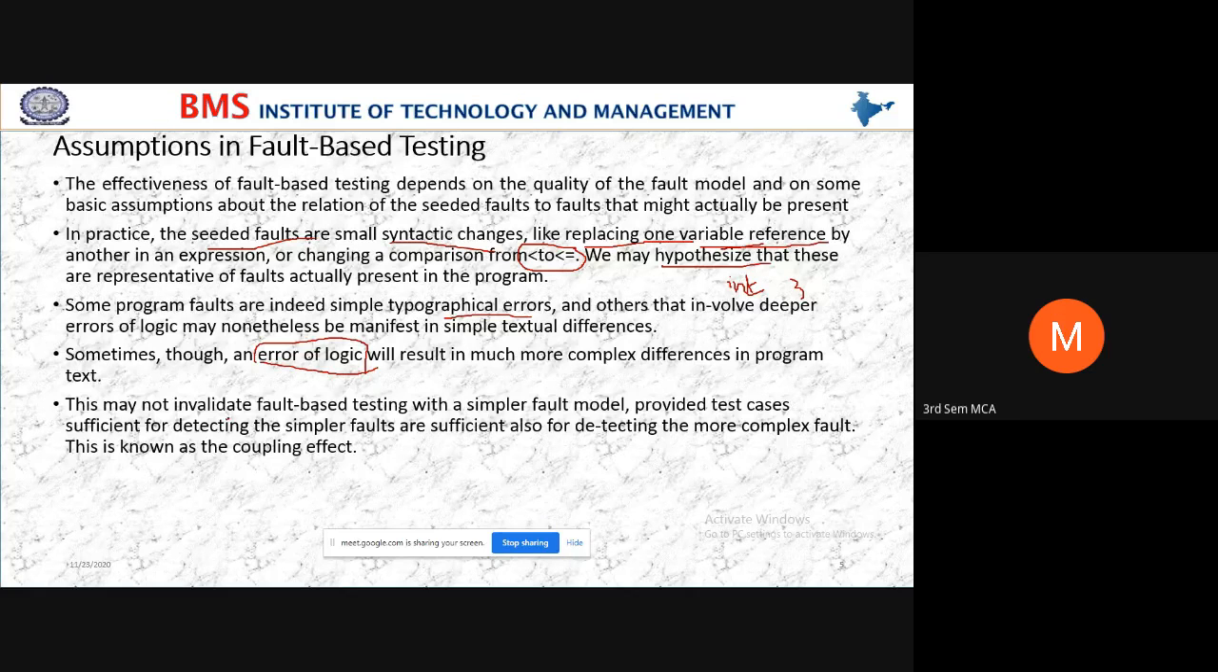This may not invalidate fault-based testing with a simpler fault model, provided the test cases sufficient for detecting simpler faults are efficient also for detecting a more complex fault. This is also known as a coupling effect. Sometimes only these are not a proper way to find out the error. We have to write test cases to find out what error we have done, what mistake we have done. So writing test cases is known as a coupling effect.